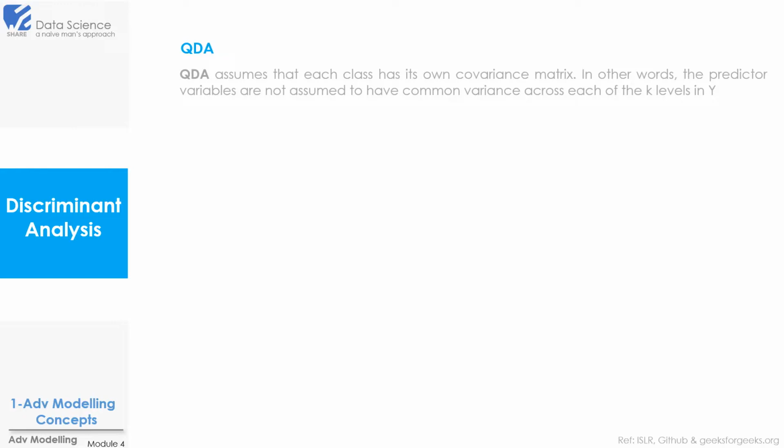Second, we have quadratic discriminant analysis. So we saw earlier that in QDA, the variance-covariance matrix is not constant. QDA assumes that each class has its own covariance matrix. In other words, the predictor variables are not assumed to have common variance across each of the k levels in the response y. The formula for calculating the discriminant score is modified as below. Here sigma k is the covariance matrix for the kth class. That is the only change in QDA. Earlier we had this covariance matrix common for all the k classes. Now we have an individual covariance matrix for each class. So that is how we calculate the discriminant score in QDA, and then the rest of the process remains the same.